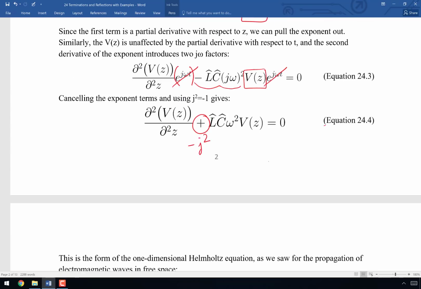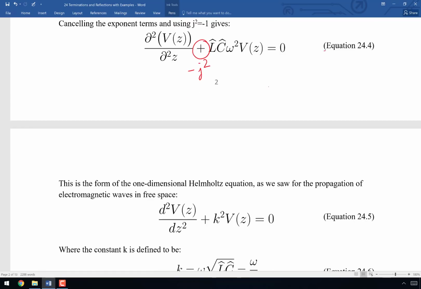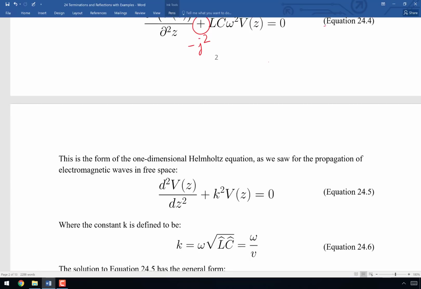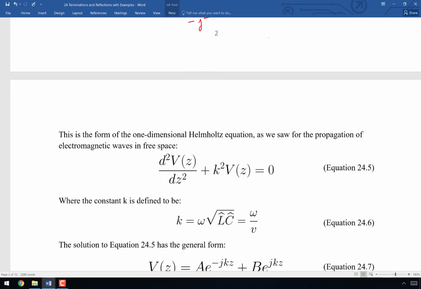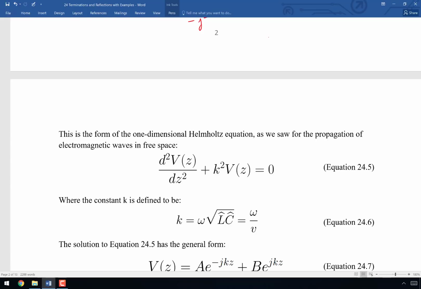So that equation is actually in exactly the same form as the one-dimensional Helmholtz equation, which is going to have k squared in place of that constant L hat C hat omega squared. We know that this is a very well-known differential equation. We know the solutions to this equation, but just for the moment I want to remind you that we replaced k squared in for L hat C hat omega squared, so k must be equal to omega times the square root of L hat C hat.